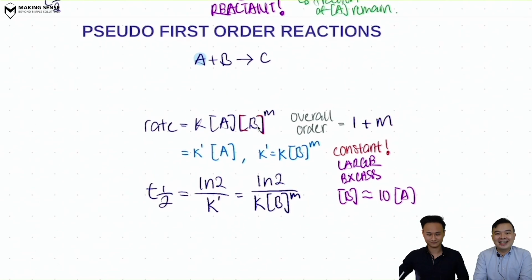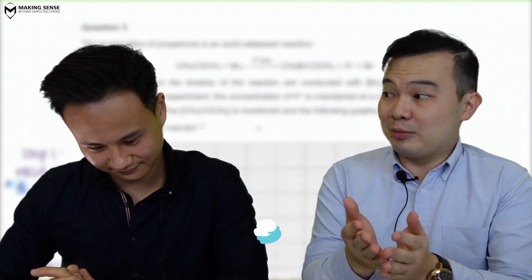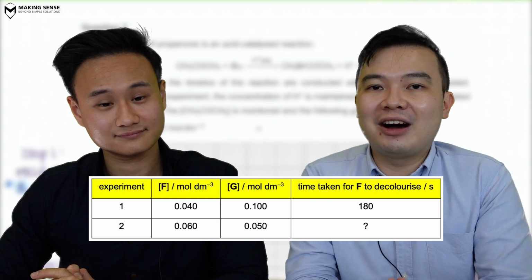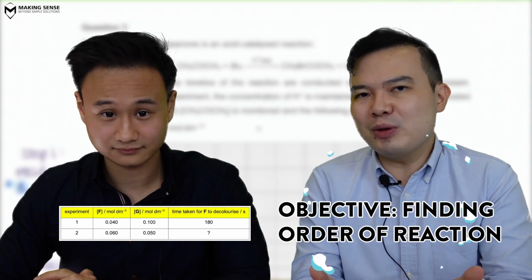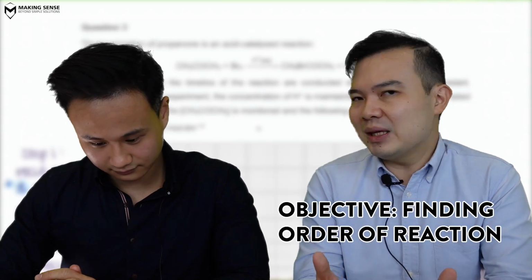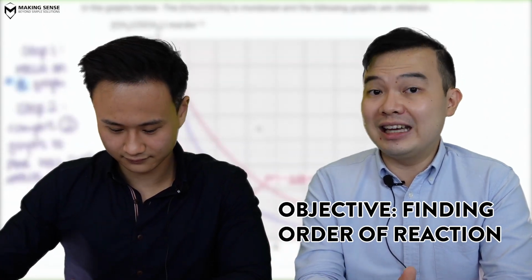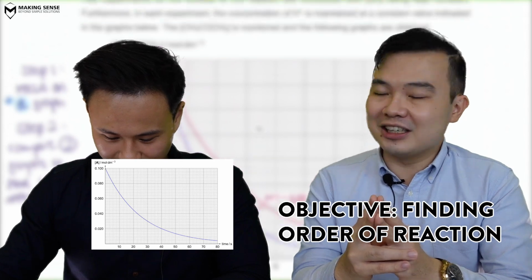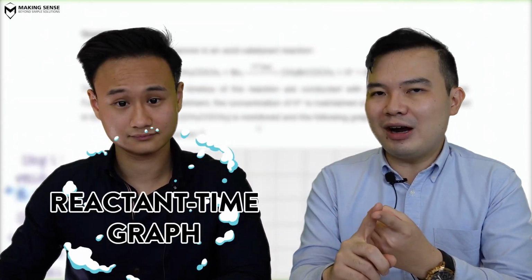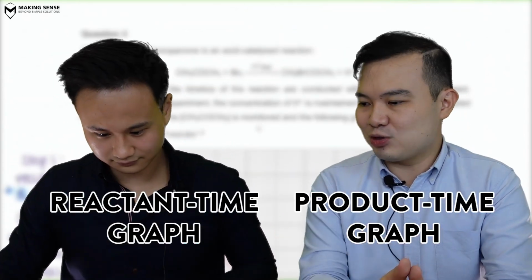Good. That's nice. So last lesson, we looked at a specific question type where the information they give me is all in table form, and my objective has always been finding out the order of a reaction. So this week, we're going to look at another question type, also with the same objective to find out the order of reaction, but now the information is given in a graph. There are two types of graph: either a reactant time graph or a product time graph. Let's look at the first one.